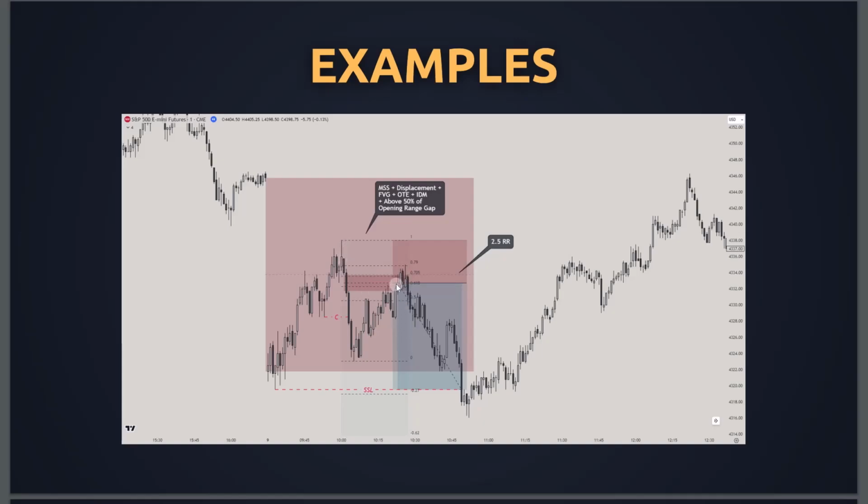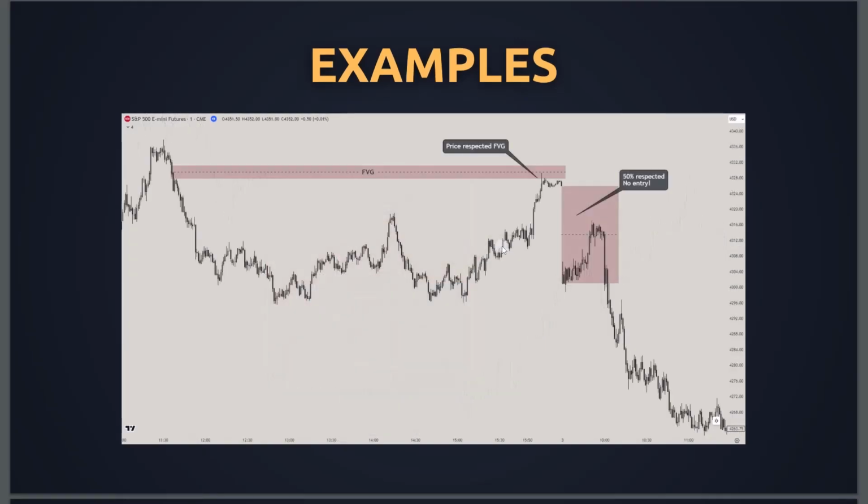Simply entering from the fair value gap, targeting what? The lowest low after the opening range gap. Opening range gap here, this is the low. Price started going up. Entry here. What is the lowest low after the opening range gap? This one. And this one was hit. This is a 2.5. This had a lot of confluences here. Market structure shift, displacement, fair value gap, OTE, as well as inducement. And also price was already above the 50% of the opening range gap, which is a high probability thing.